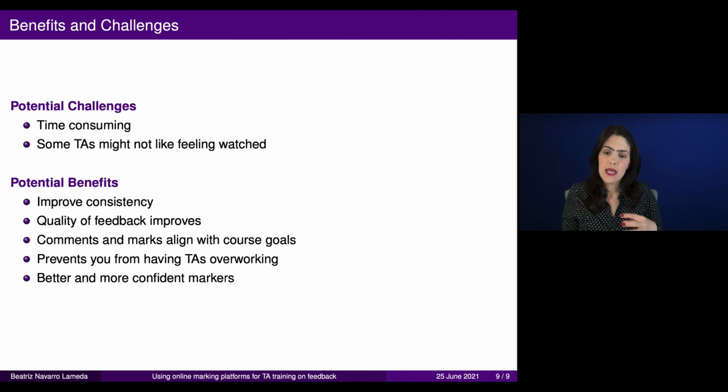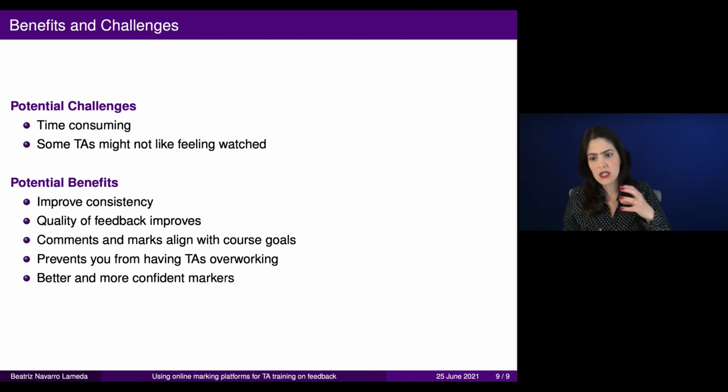So here, because GradMark allows you to keep track of the time each marker is spending, we can then make sure that if some question is taking too long to mark, we can bring someone to help, or we can adjust the marking criteria to make the marking a bit faster, to make sure that everyone spends a reasonable amount of time working.